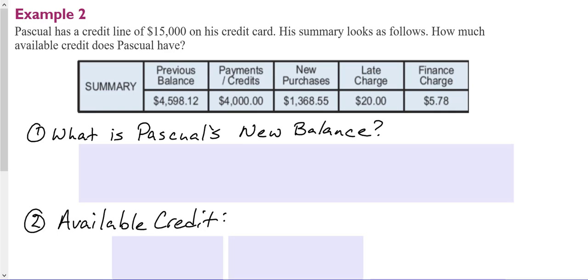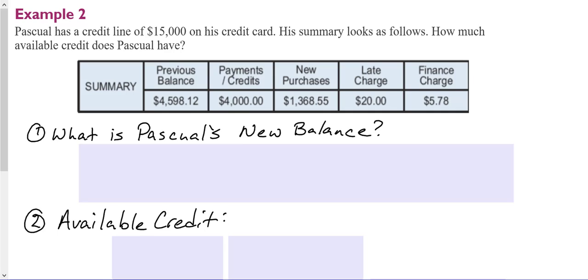So let's look at this example where we're actually going to use numbers. So Pascal has a credit line of $15,000 on his credit card. So that means he can borrow up to $15,000. His summary looks as follows. How much available credit does Pascal have? So first we want to figure out what is his new balance.